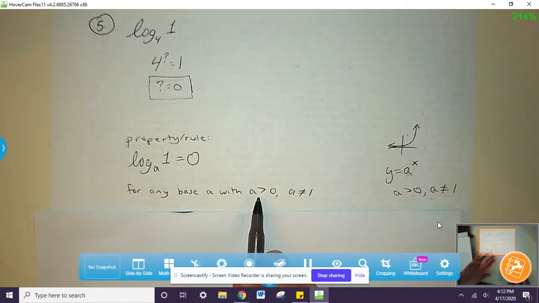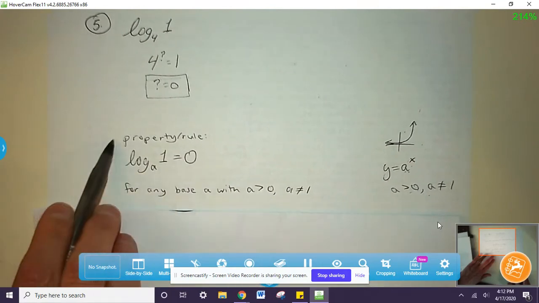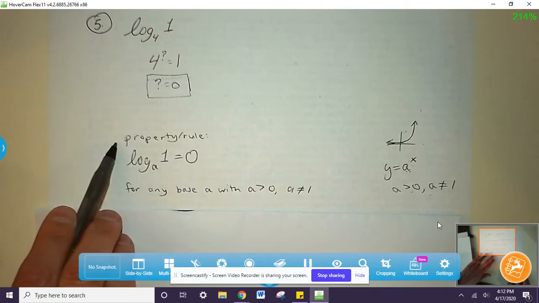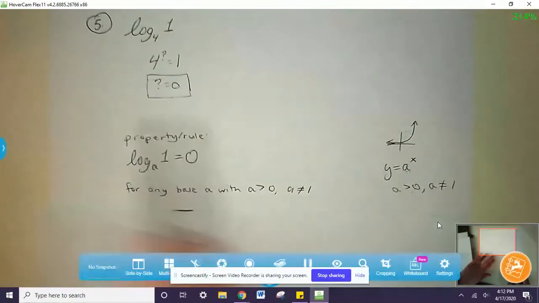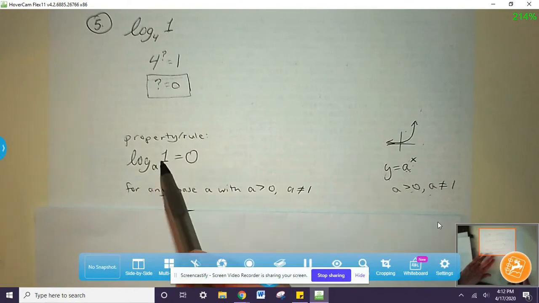I just wanted to remind you why this keeps showing up. It showed up in the definition, and I needed to write it with the property today to be technically correct. Okay, so the takeaway here is anytime you're finding the log of 1, you're going to get 0 as your answer.